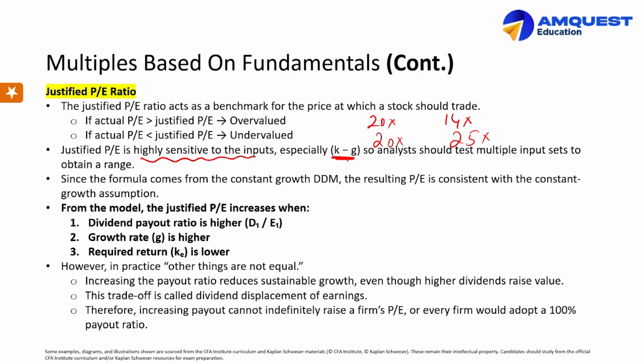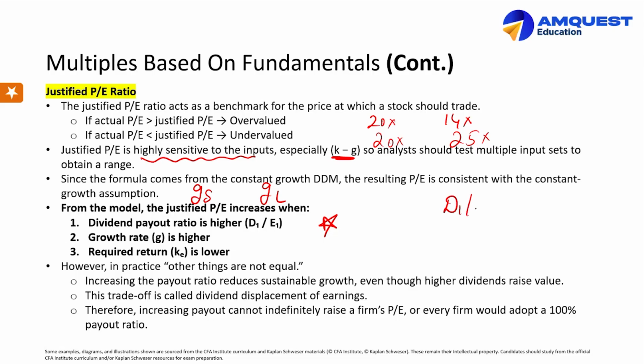Since the formula comes from the constant growth model DDM, the resulting PE is consistent with the constant growth assumption. मतलब we are assuming G में GS हो सकता है, G में GL भी. An important theory question over here: the justified PE increases when the dividend payout is higher, when the growth rate is higher, and the required rate is lower.